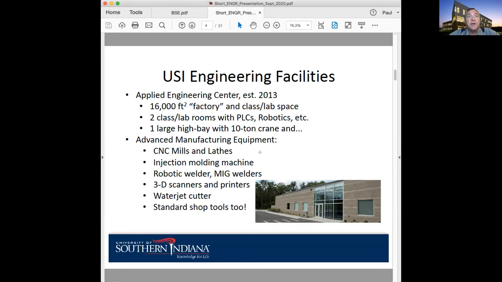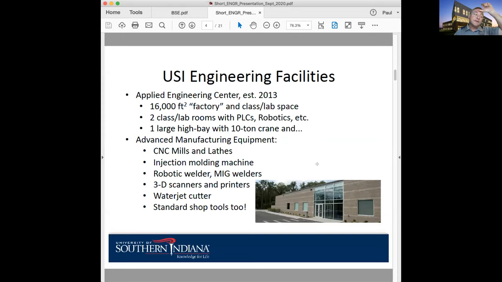We have the second largest one. Well, there's only three that I know of in the Evansville area. Evansville Sheet Metal has one like ours. And the only bigger one is at BWXT, where they're making gigantic things for nuclear subs. We also have your standard shop tools as well, like drill press and grinders and things like that.